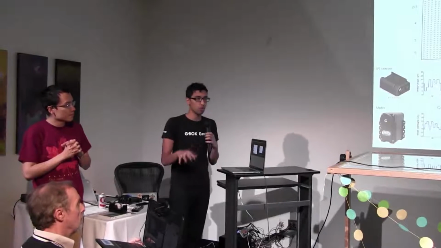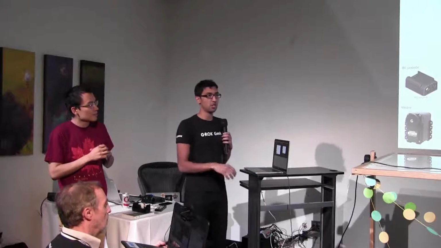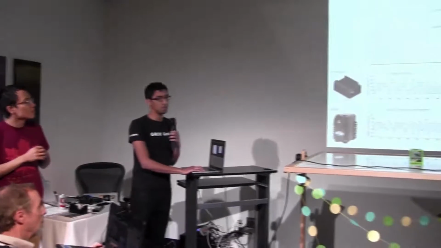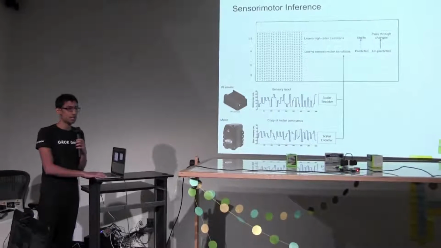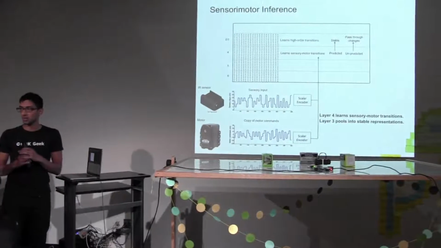So layer 2, 3 pools over it, does temporal pooling, and if it was unpredicted, then you'll see bursting in layer 4 and it'll pass through those changes. So what we hope to see is some stable representation once the world becomes predictable. Layer 2, 3 is supposed to learn higher order transitions, but we didn't test that part. Okay, so let's take a look at the demo.